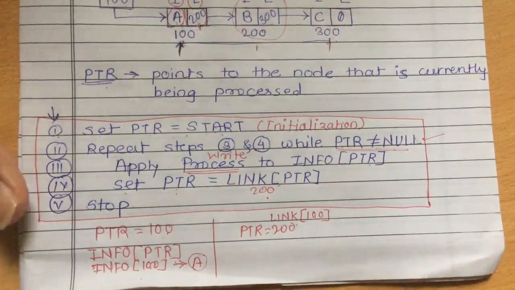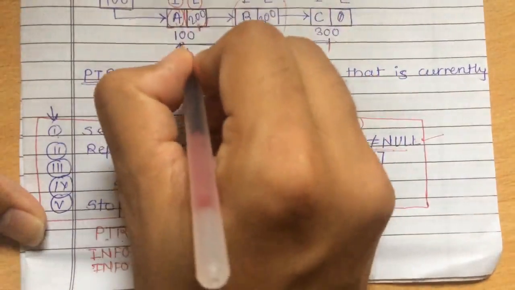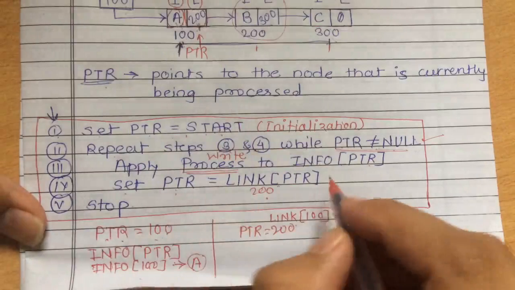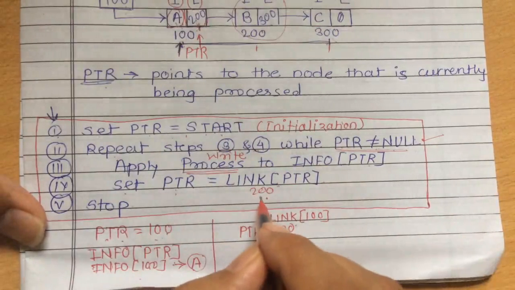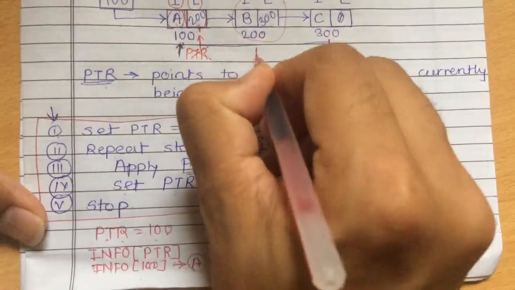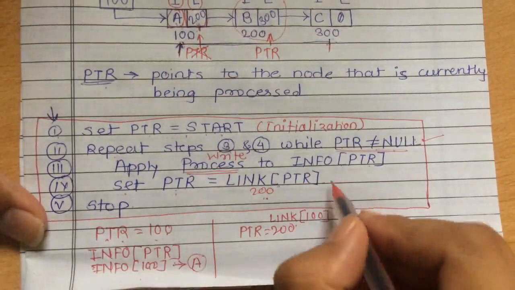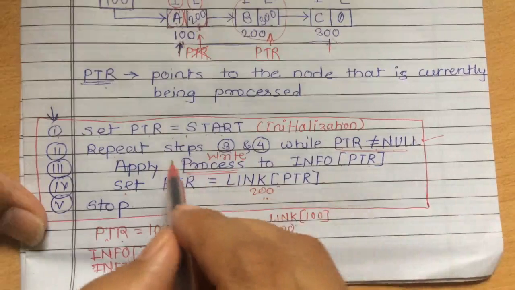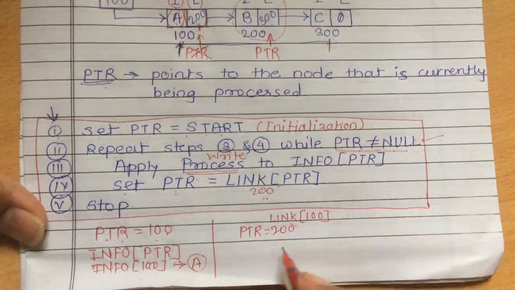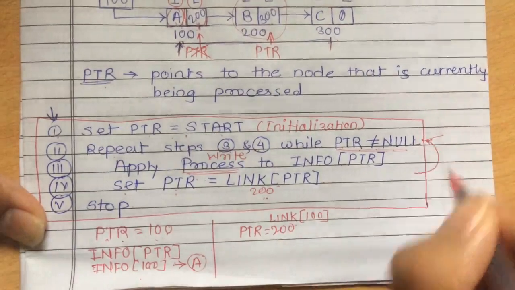So ptr becomes 200. That is, initially ptr was pointing to this 100, that is, initially ptr was pointing to this node. But after this process, we have stored the value of ptr as 200. So instead of pointing to this node, now ptr will point to this second node. Okay, again after this, we have to repeat steps 3 and 4 till ptr is not equals to null. Again the value of ptr is 200, it is not equal to null, so our control will move towards this condition again.